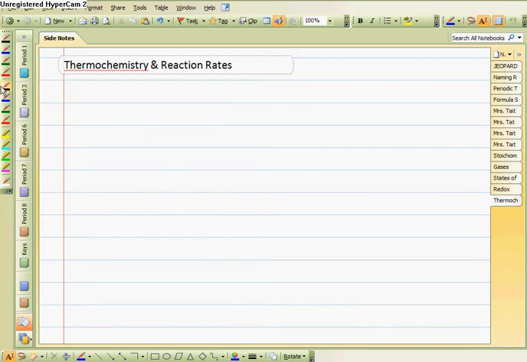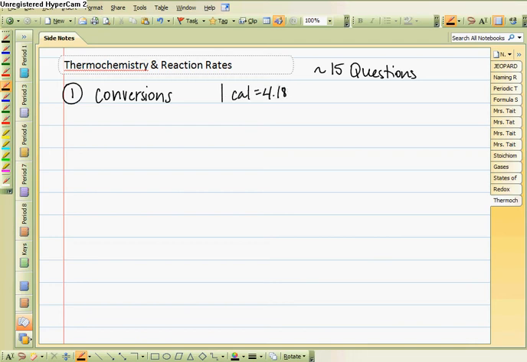On your semester exam for these two topics, there are approximately 15 questions because it is considered two separate topics, thermochemistry and reaction rates. The only math required for this section, there are three different things. That would be energy conversions, converting between joules and kilojoules and calories, remembering that you will be given the conversion factor that says 1 calorie equals 4.184 joules. However, you should be able to convert between joules and kilojoules on your own.